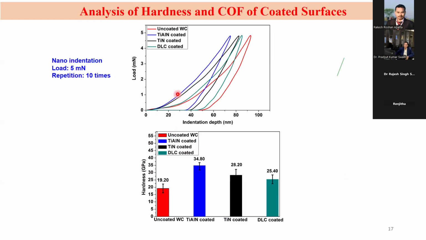Then after coating, we did some nano indentation test, and here you can see that the maximum penetration occurs in case of the uncoated tool because the hardness is least, and the hardness maximum came in case of TiLN coating, and next TiN, and then next is DLC coating.